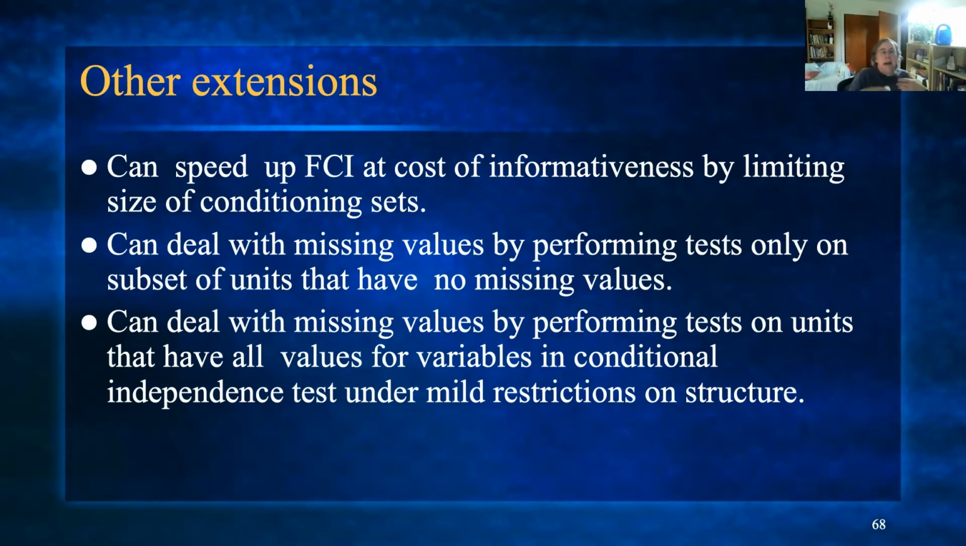So now we can consider other extensions of FCI. Basically, again, you can speed it up at the cost of informativeness by limiting the size of the conditioning sets that you look at. You can deal with missing values by performing your statistical tests only on the subset of units that have no missing values. You can also deal with missing values by performing tests on units that have all the values for the variables in the conditional independence test that you're testing, but you have to make some mild restrictions on structure.